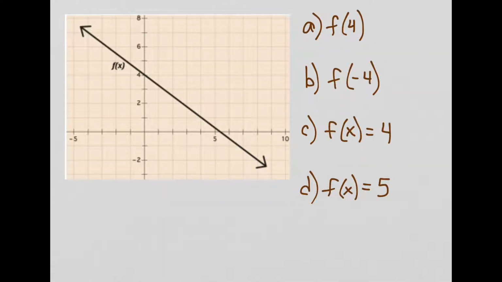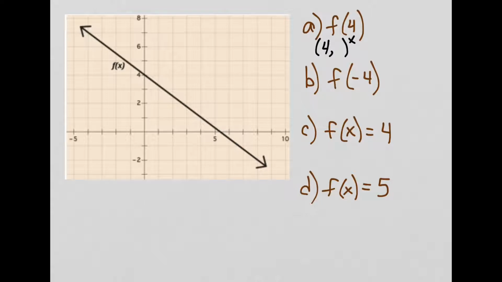Okay, here's our first graph. And A says find f of 4. Well, remember, there's normally an x here. So we're trying to tell you there's a 4 in the x house. That means that x is 4. In other words, we're looking for a point where the x coordinate is 4. And what is the y coordinate? Well, let's go to the graph.